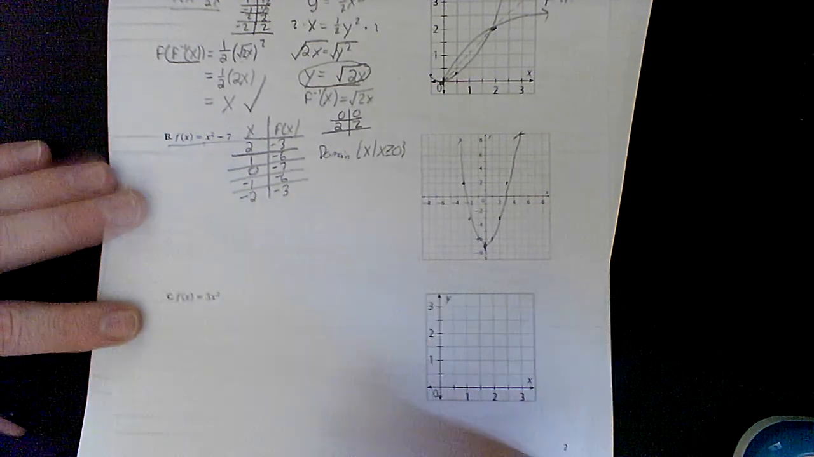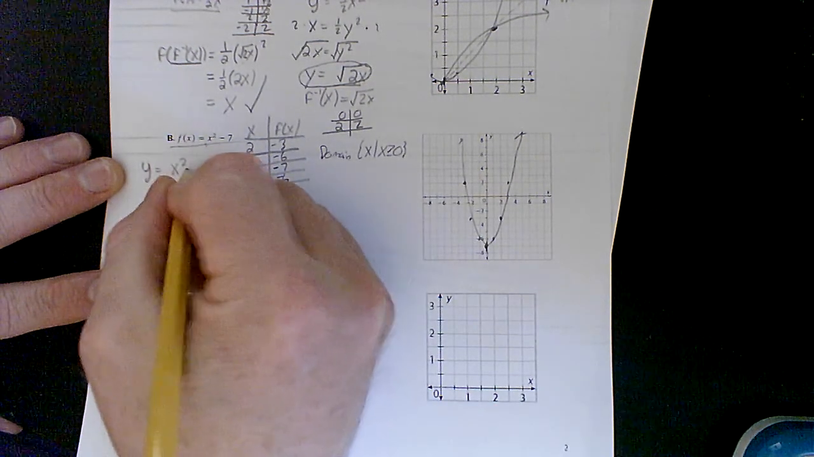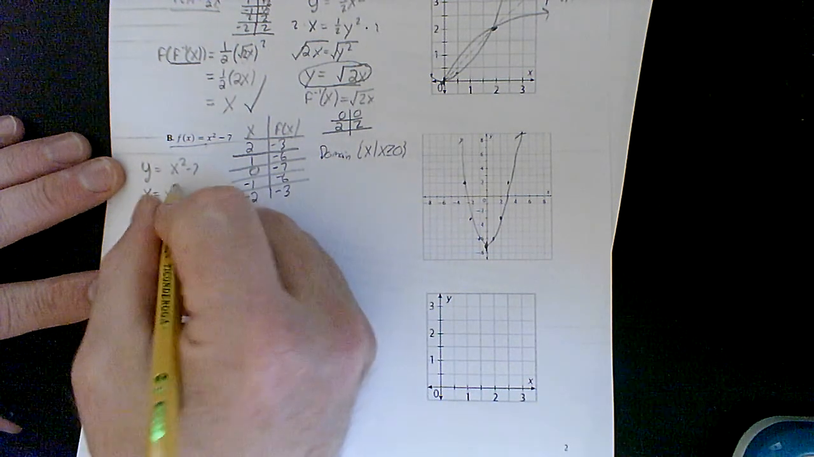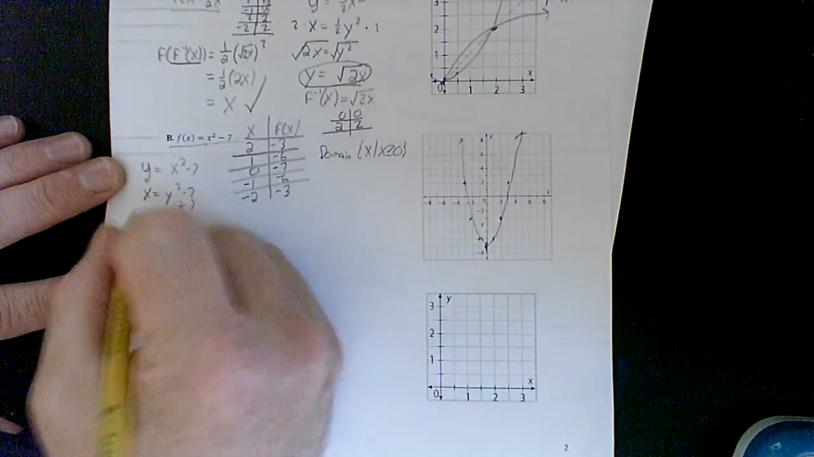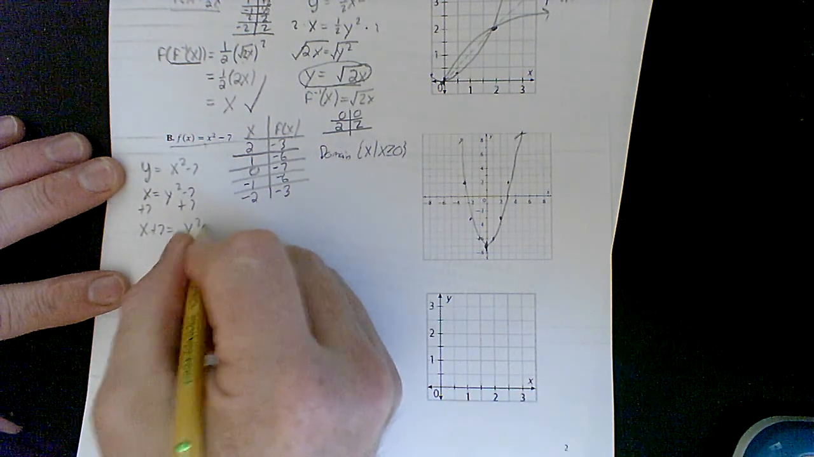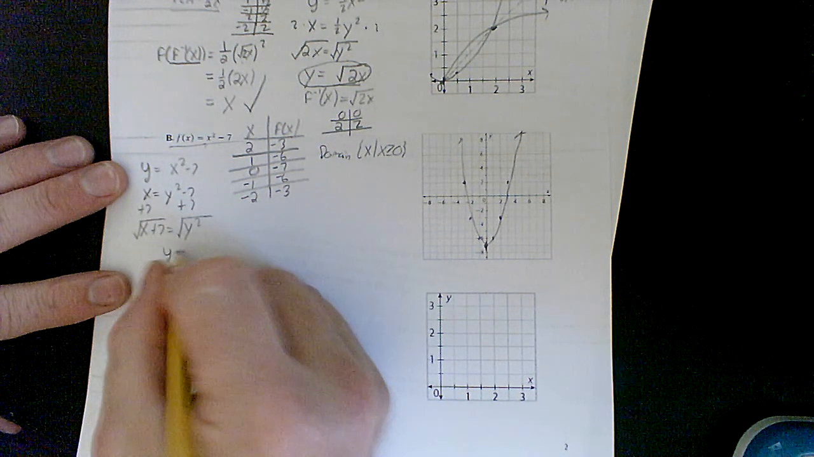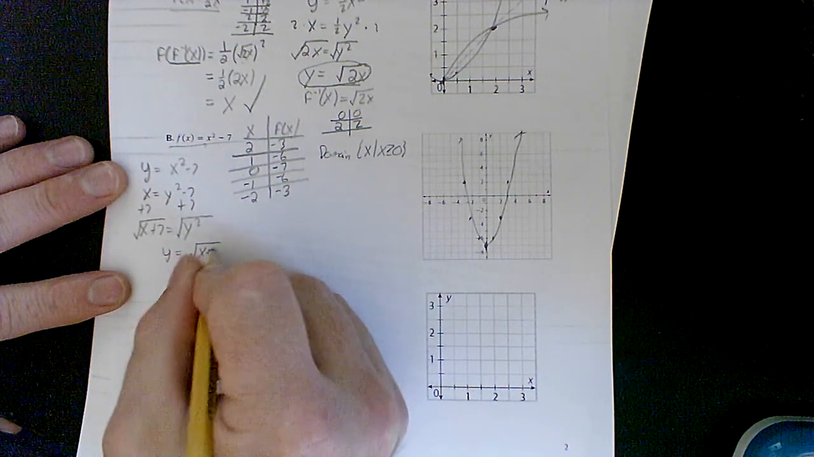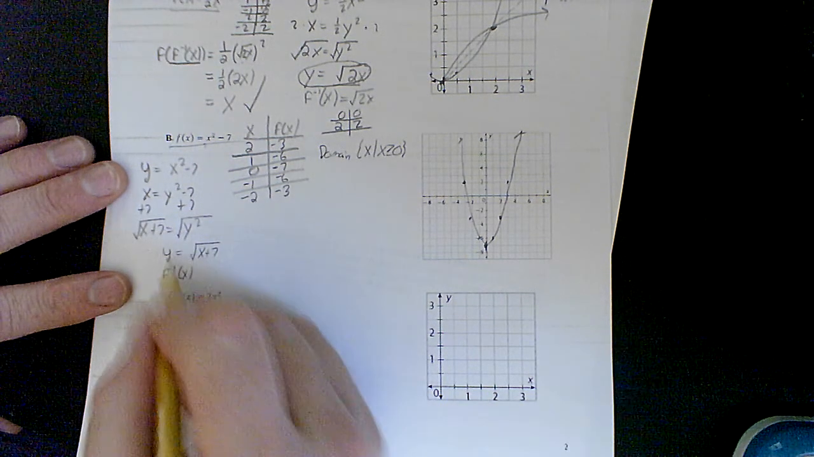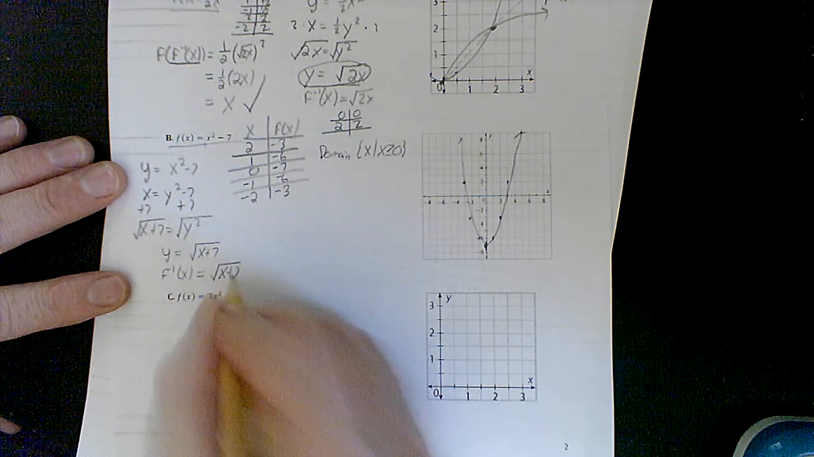We're going to go and find the inverse. I'm going to do it over here. I'm going to say y equals x squared minus 7. We switch x and y. x equals y squared minus 7. We add 7 plus 7. We get x plus 7 equals y squared. Square root. And I get y equals the square root of x plus 7, or we could say the f inverse of x, just saying that that's the inverse, equals the square root of x plus 7.